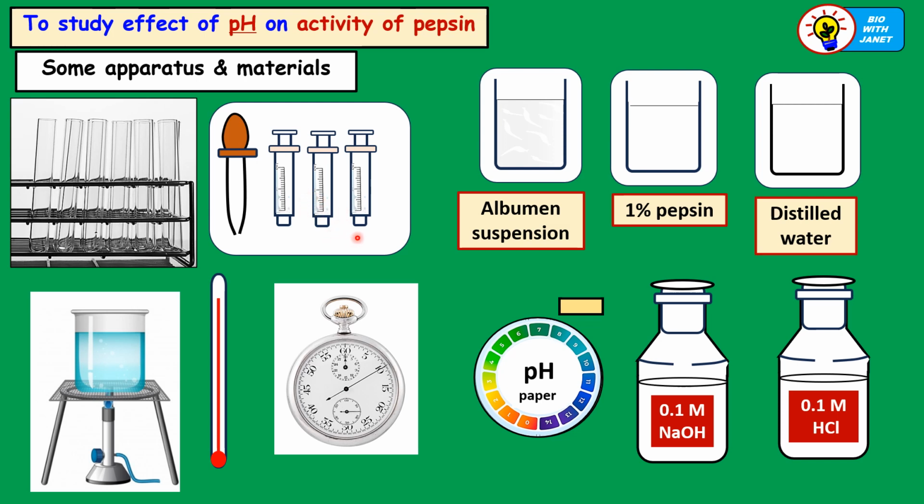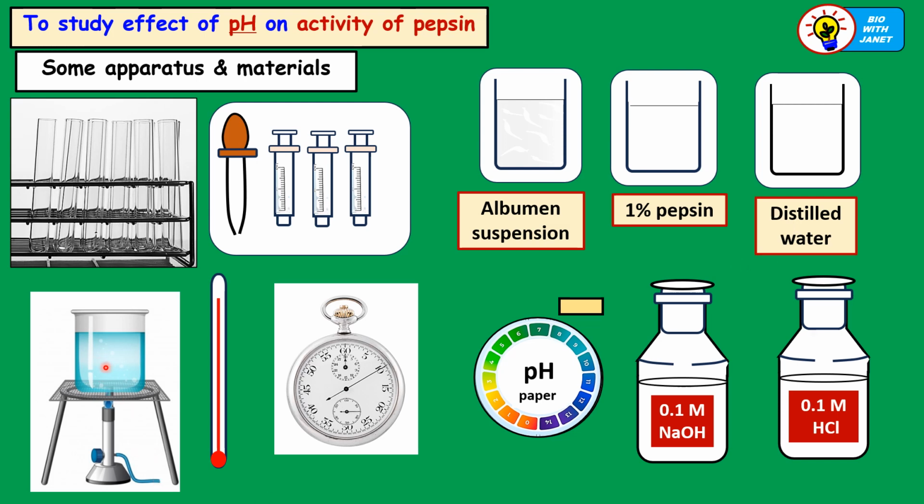And one for the acid, one for the alkaline. So this is our albumen suspension. You can see it's cloudy and it's got strips of white tissue substance inside also, right? Then we have 1% pepsin. This is the enzyme. So albumen suspension is the substrate, enzyme is the pepsin, and we have distilled water to create a neutral medium, okay, of pH 7.